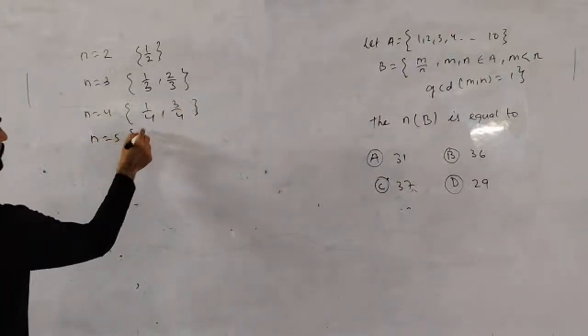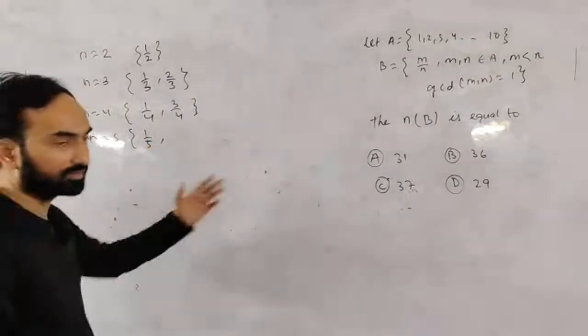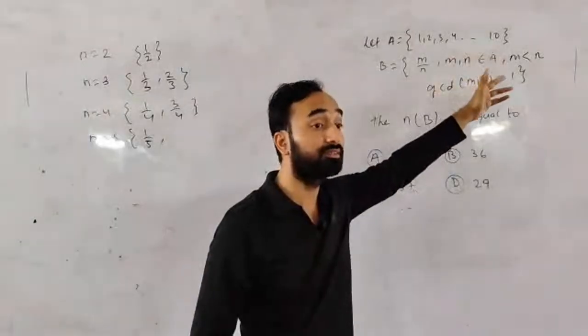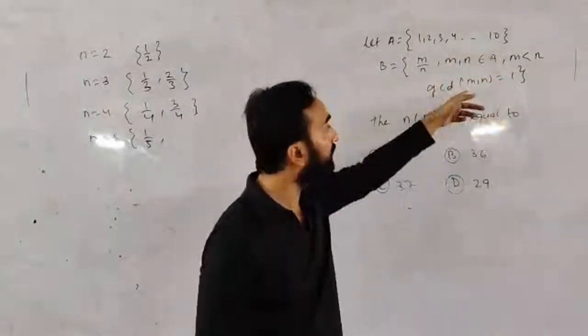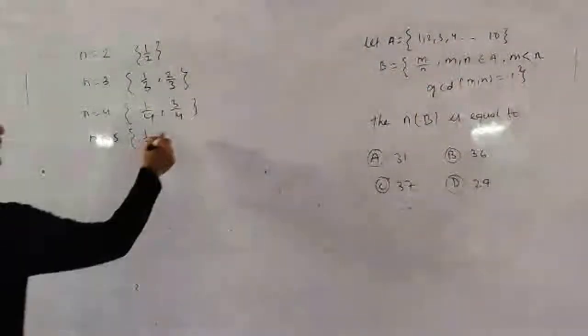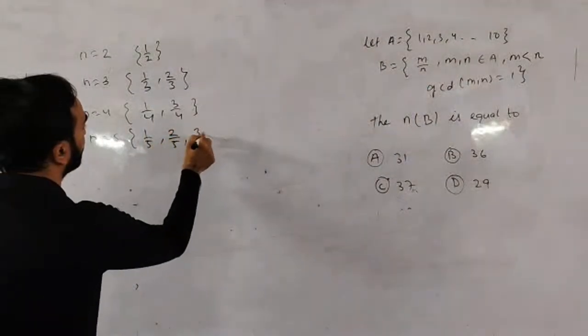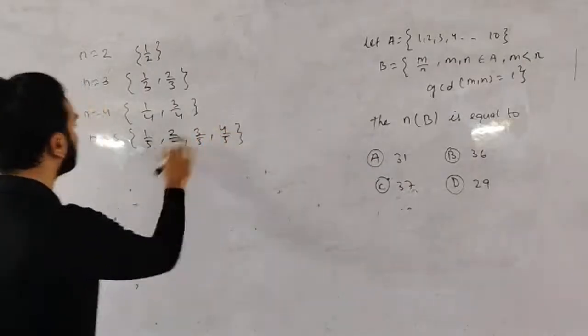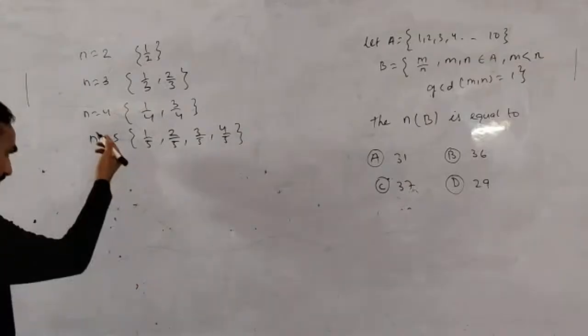Then n equal to 5. So 1 upon 5 is possible. Just take care of this property, that m should be less than n, and the greatest common divisor should be equal to 1 only, right? So this will become 2 upon 5, 3 upon 5, and 4 upon 5, right? So how many cases here? 4 cases here, right?